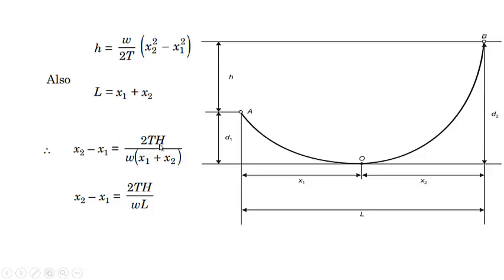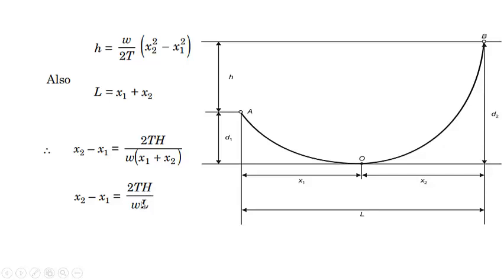So this comes out to be twice th by w, where this h should actually be the small h, it should not be the capital H. It is a difference of this d2 minus d1, so don't confuse it with the horizontal component of the tension. This is the small h, that is the height difference. So this x2 minus x1 is equal to twice th divided by w, x1 plus x2, and we know that x1 plus x2 is equal to L. So this x2 minus x1 is equal to twice th divided by wL. So from these two equations, we can calculate the value of x1 and x2 in terms of L, T, h and w.